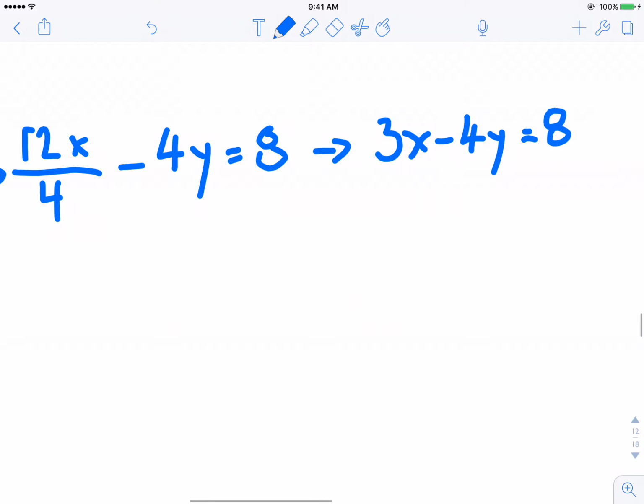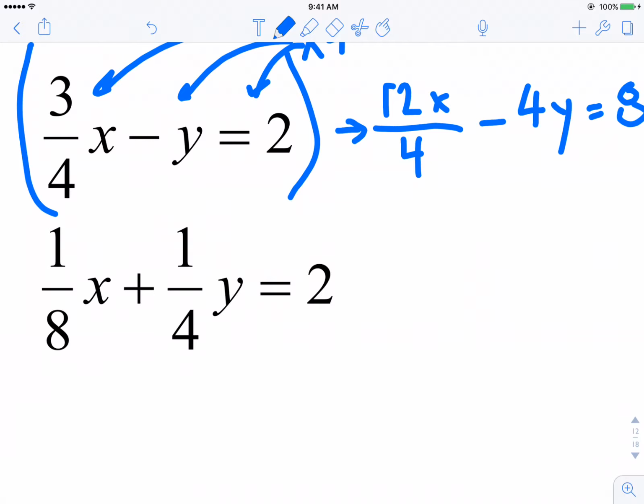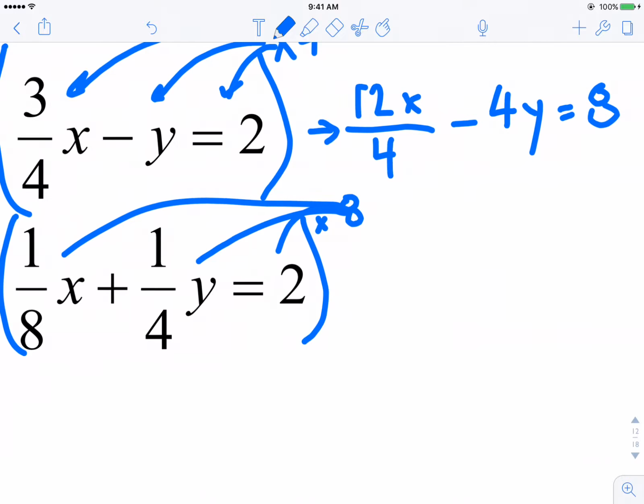Sorry, I'll pause that there for a second just so you can see that. And that's the whole idea. We can eliminate the fractions by increasing by certain factors so that the fractions will reduce. This equation, what's our common denominator? Common denominator is 8. So I'm going to multiply everything in this equation by 8. That means the 1 over 8 gets multiplied by 8, the 1 over 4 gets multiplied by 8, and the 2 gets multiplied by 8.